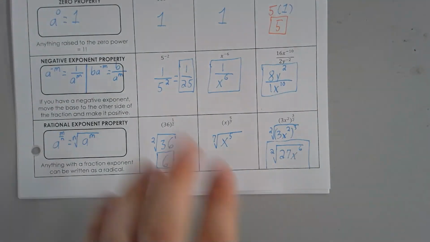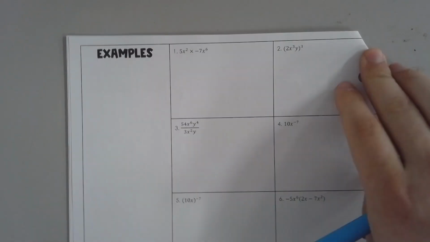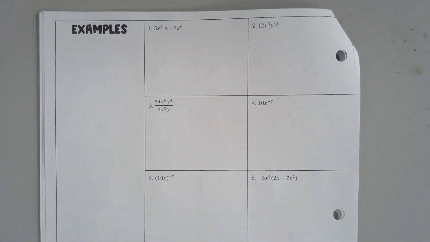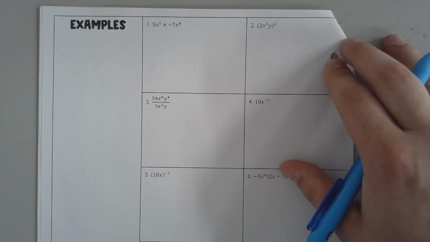Alright, turn it over on the back. We're going to do some examples together. I don't just want to do the 4 easier ones and then leave you all the 6 harder ones. I want to do all of the odd ones with you and then let you do the even ones.